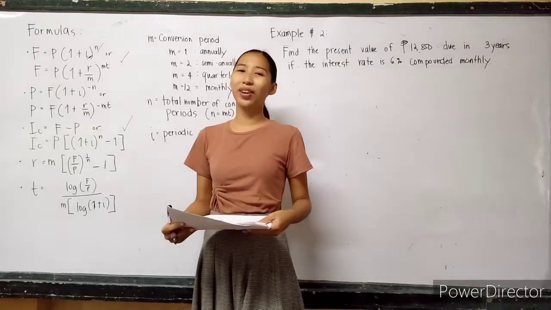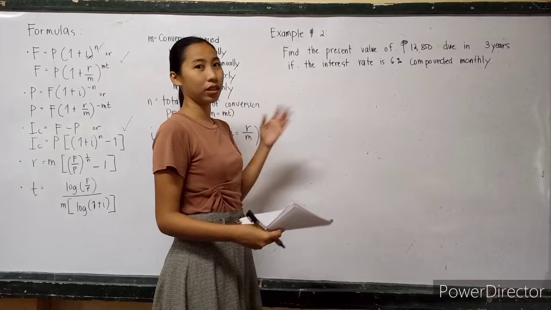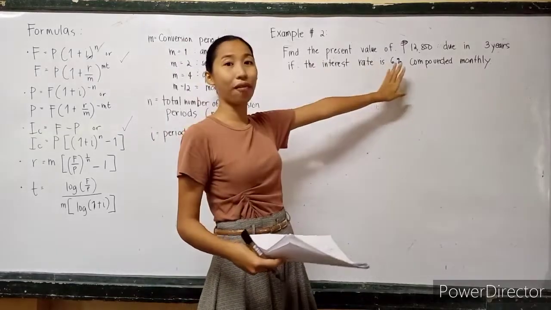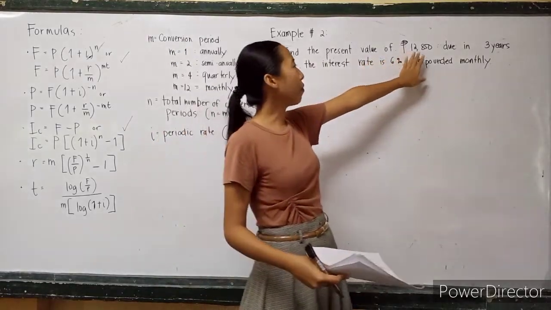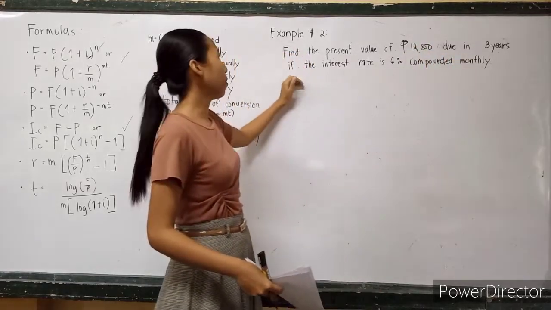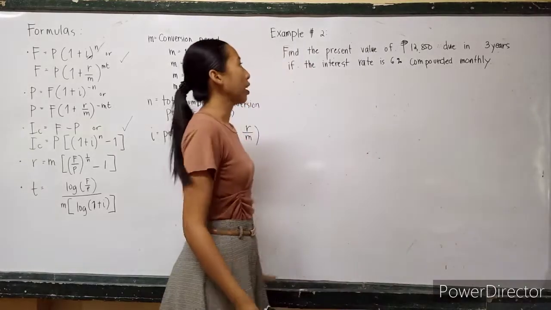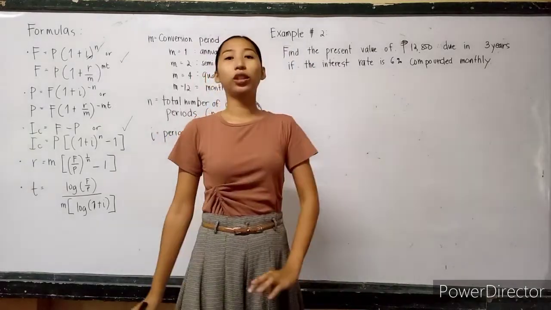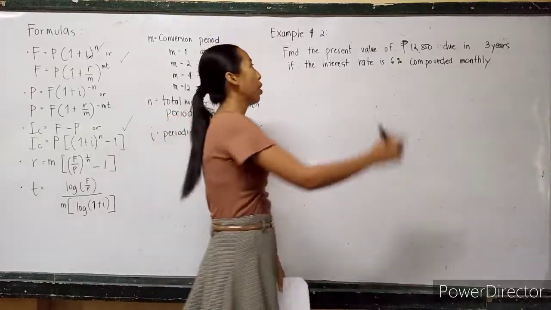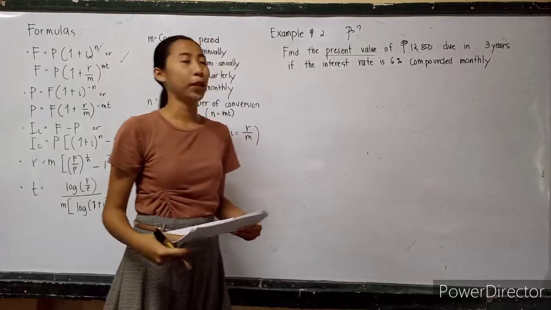So now we are already on our example number 2. In this example, this is the problem. Find the present value of 12,850 pesos due in 3 years if the interest rate is 6% compounded monthly. So in this case, we need to find the present value. That means we're looking for P, no?